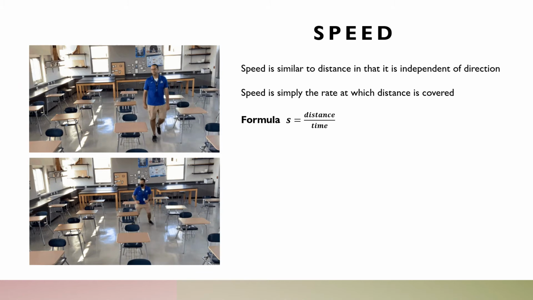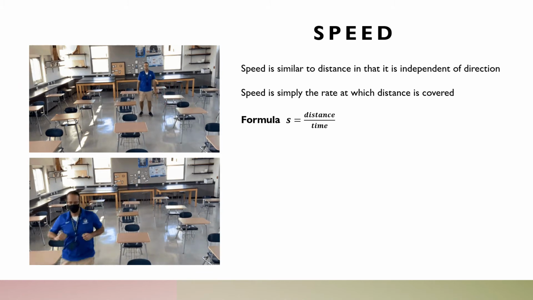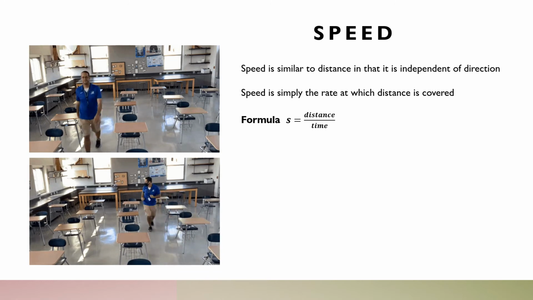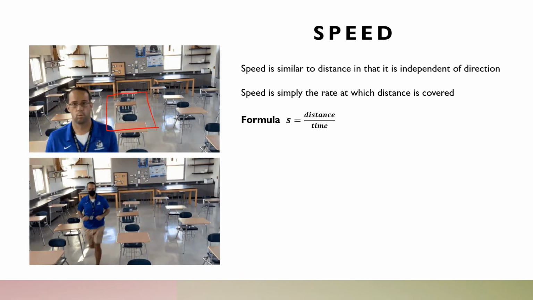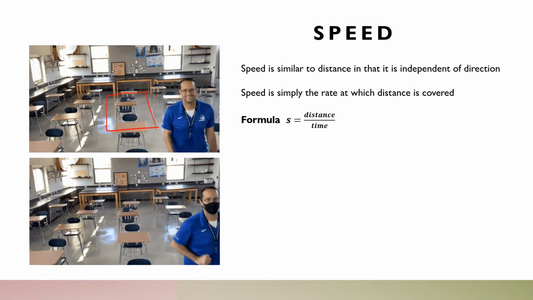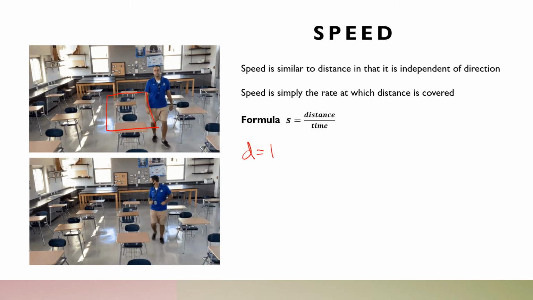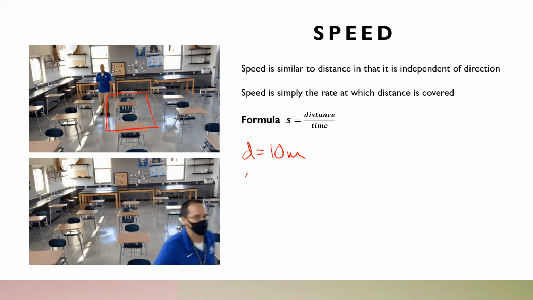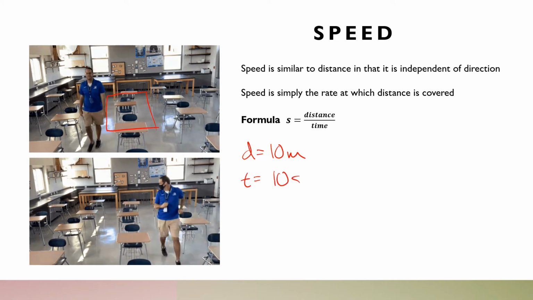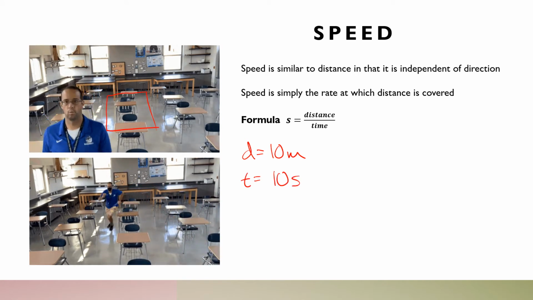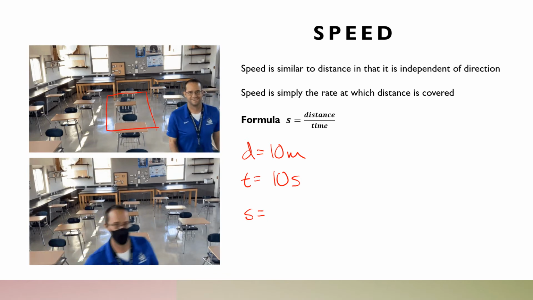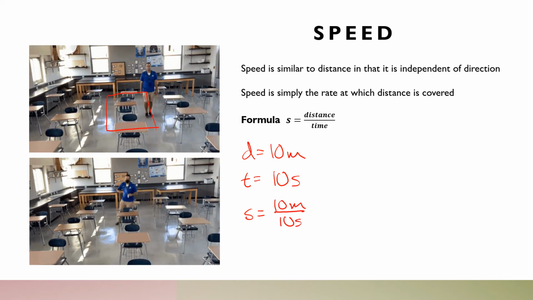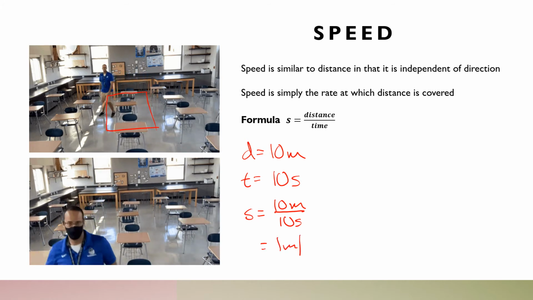Well, speed is very similar to distance. It's independent of direction, and simply the rate at which distance is covered. So in this first video, we know that we walked around that box, and we said the distance was 10 meters. And say, I think I did this in about 10 seconds. So that would mean my speed for the first one would be a total of 10 meters in 10 seconds, or 1 meter per second.